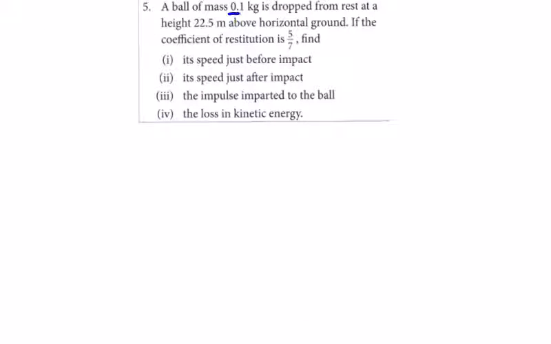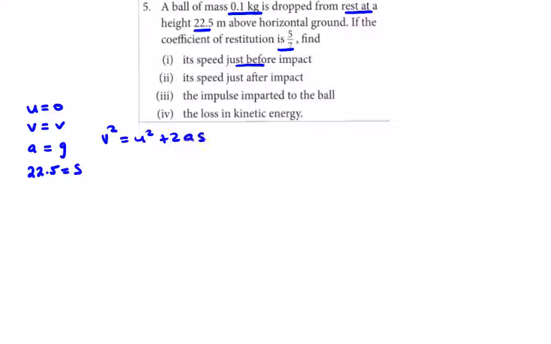Same type of question again. You don't need to do too many of them. 0.1 is the mass, dropped from rest at a height of 22.5. Coefficient of restitution 5/7. Find the speed just before impact. So from rest, speed before impact. The acceleration is under gravity and the height is 22.5.